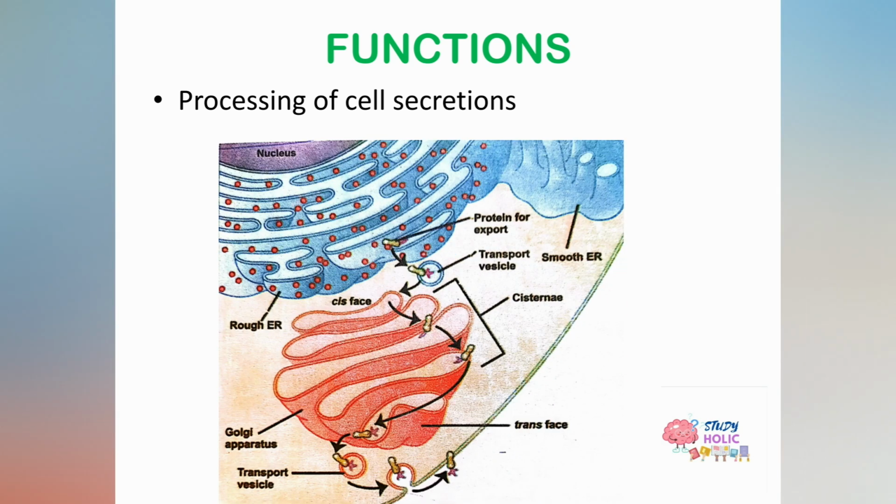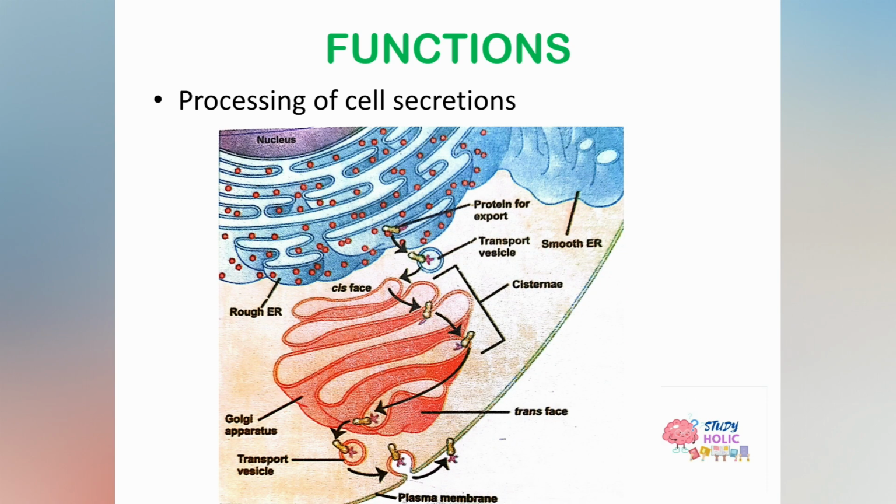The very first and the most important function of the Golgi complex is the processing of cell secretions. So I'll explain what are the secretions that are processed in the Golgi complex. The most important cell secretions are proteins. As we have discussed in the earlier lecture, proteins are synthesized in the rough endoplasmic reticulum and they are transported to the Golgi complex through smooth endoplasmic reticulum.